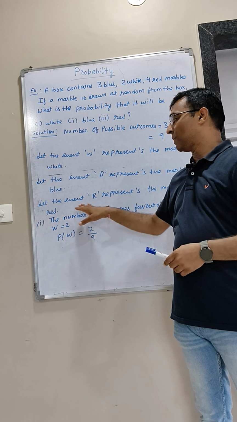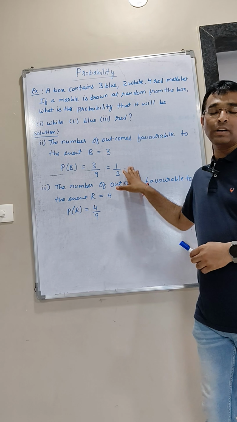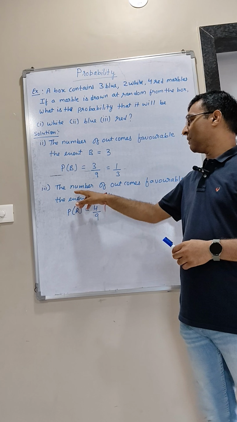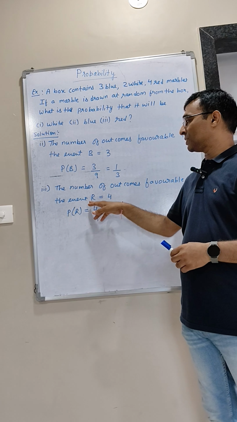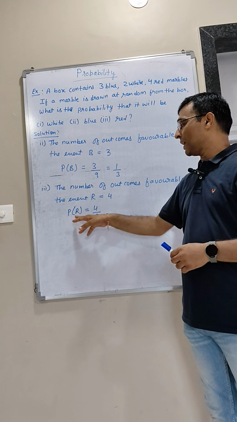Coming to the second point, the blue, the probability of getting a blue marble. Similarly, the number of outcomes favorable to the event B, as we have taken for blue, is 3. Probability, applying the formula, we are getting the value of 1 upon 3. Similarly for the red marble also, the total number of outcomes favorable to event R is 4 and the probability is 4 upon 9. Let's take another example.